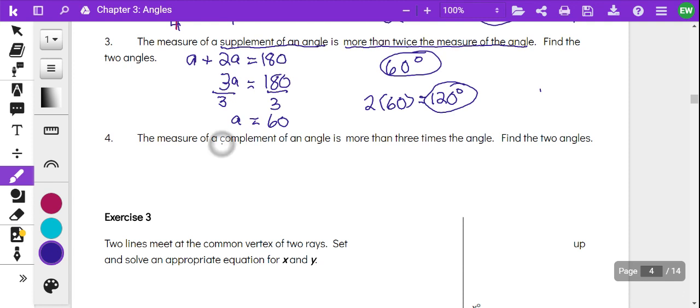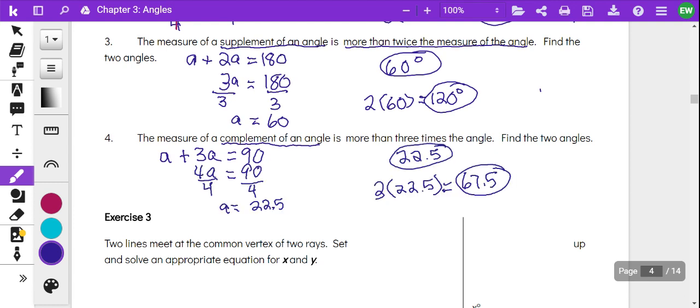Let's go here with a complement. The measure of a complement of an angle is more than 3 times the angle. Find the 2 angles. Okay, so I know my complement is 90 degrees. I have one angle, and I have 3 times that angle. All right, go ahead and see if you can find the 2 angles.